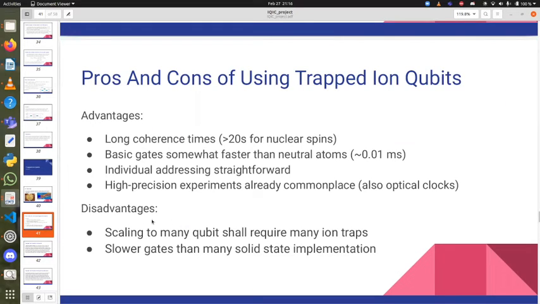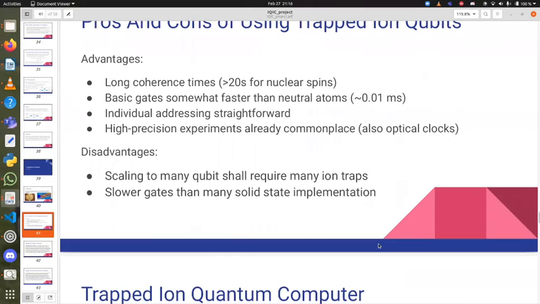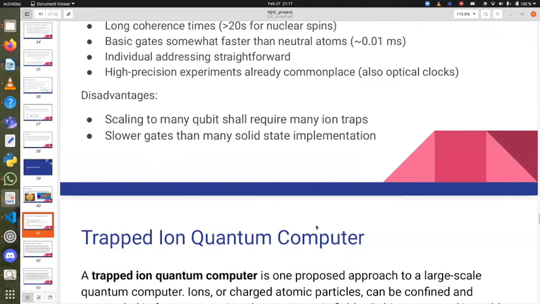Okay, some disadvantages: scaling to many qubits requires many ion traps. That is a big disadvantage because a lot of ion traps require a lot of cost, a lot of time, and a reduction in efficiency also. Slower gates than many solid state implementations. Some of the gates are faster than neutral atoms, but much slower than solid state implementations. That's a disadvantage, but the rest is fine.